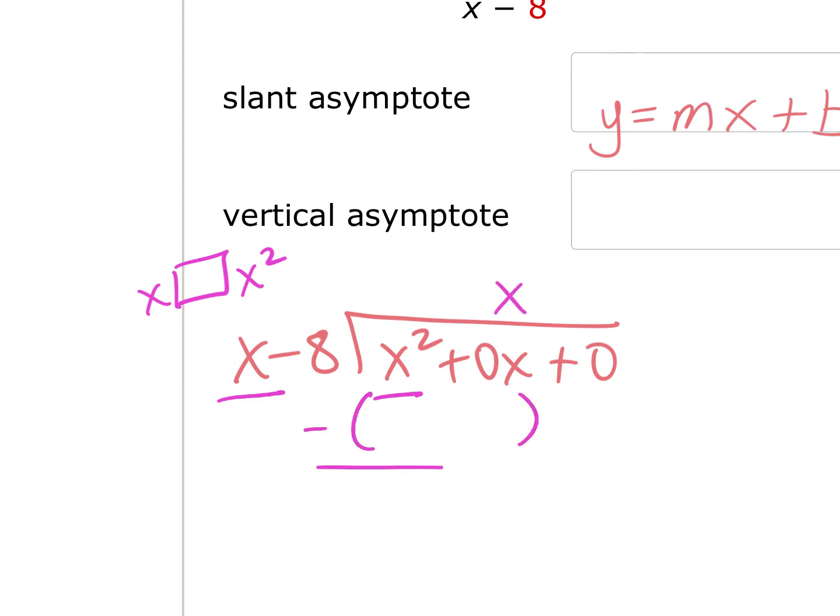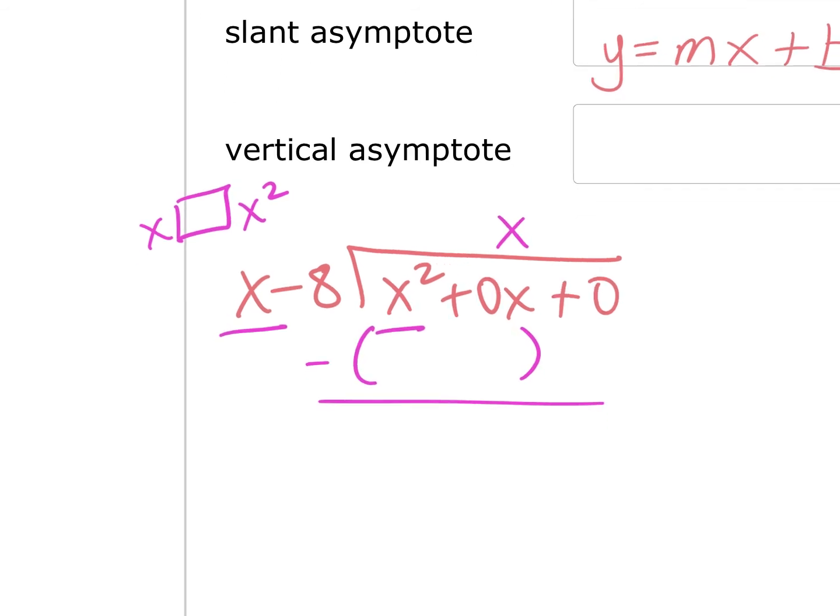Get your subtraction ready before you multiply. So x times x is x squared. x times -8 is minus 8x. Before I subtract, what do I have to do? Distribute, distribute, distribute. So 0 plus 8 is 8x. And then I have nothing to bring down, but I'm just going to hold the place so I can finish my problem. And we do it again.